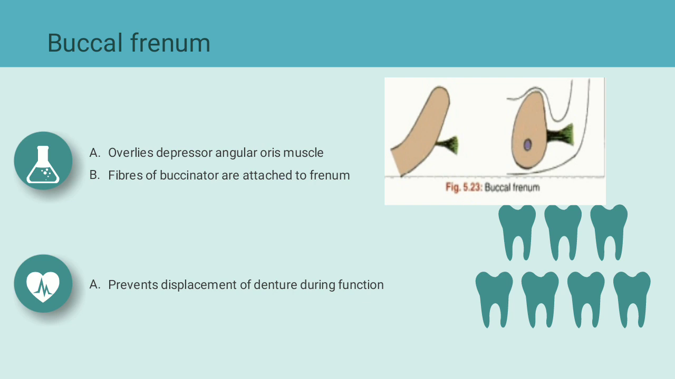Next, the buccal frenum. It is also a fibrous band. The fibrous bands of the buccinator attached to the frenum form the buccal frenum. It overlies the depressor anguli oris muscle. Its main function is preventing displacement of the denture during function. While recording the buccal frenum area, it should be clear and accurate so that it can prevent displacement of the denture.